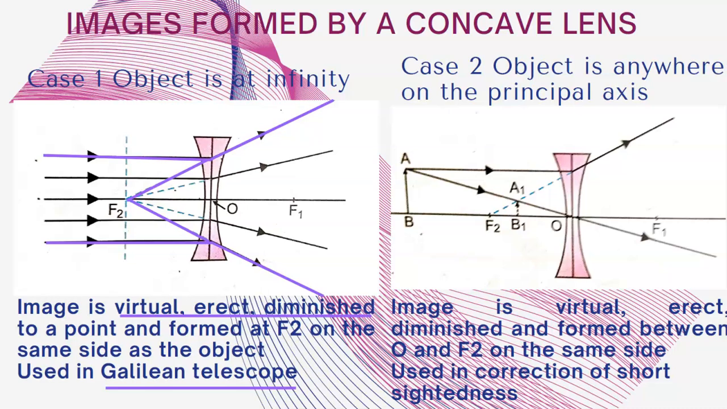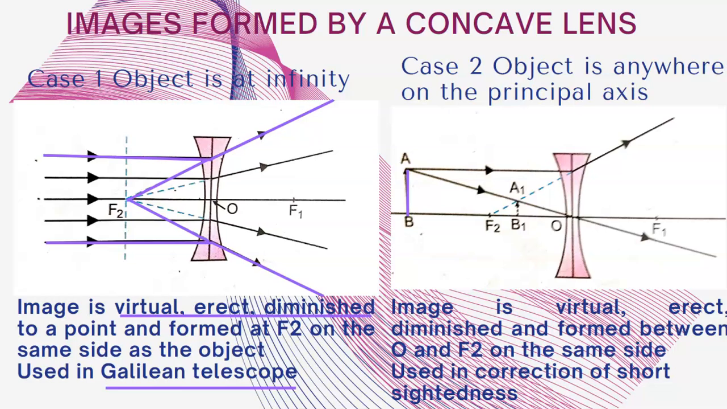Case 2. The object is anywhere on the principal axis. So in this case, we are going to take perfect measurements, that is 2 centimeters each, starting from O. An object is placed anywhere on the principal axis, but we are not going to put it very close, otherwise formation of the image would not be very clear. So we are putting it slightly away from the lens, but anywhere on the principal axis.